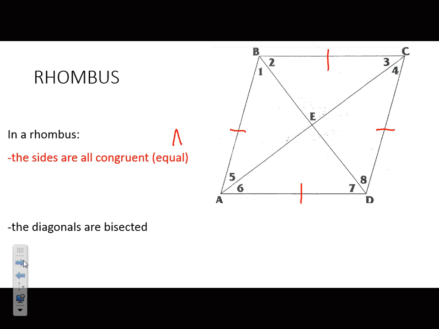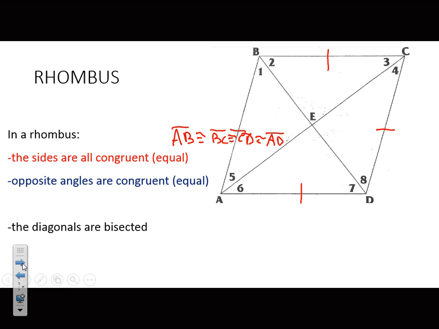So AB is congruent to BC, which is congruent to CD, which is congruent to AD. Okay? All of them are congruent, all 4 sides. Next fun fact about the rhombus is opposite angles are congruent. So if I look at this here, angle A is congruent to angle C, and angle D is congruent to angle B. So if you want to make sure you have that drawn into your picture, please.